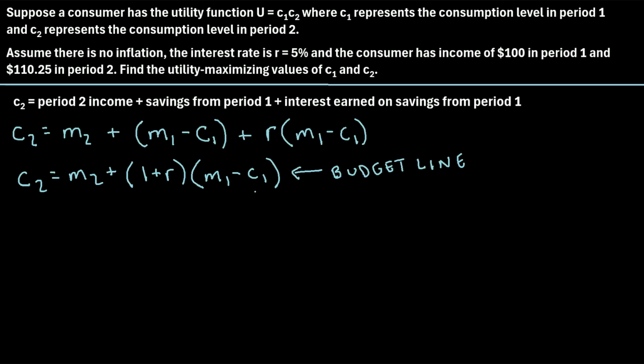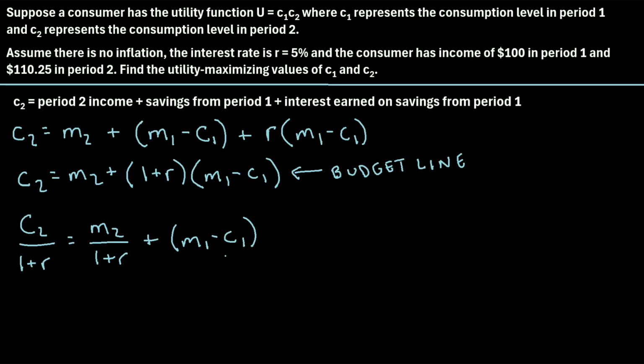Now, from this equation, we can also write our budget constraint. So the way we write the budget constraint equation is we want to get all of the C's, so all the consumption levels on one side of the equation, and all of the M's, all of the income on the other side of the equation. So let's start by dividing every term in this equation by 1 plus R. So we'll get C2 over 1 plus R is equal to M2 over 1 plus R. And when we divide this term by 1 plus R, it will just cancel out. So we'll be left with plus M1 minus C1.